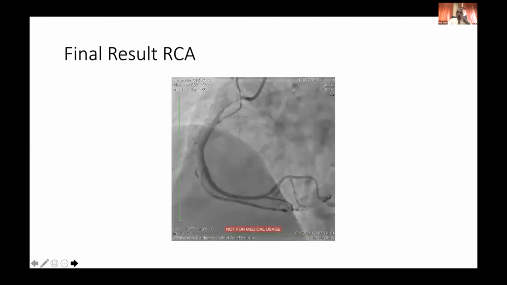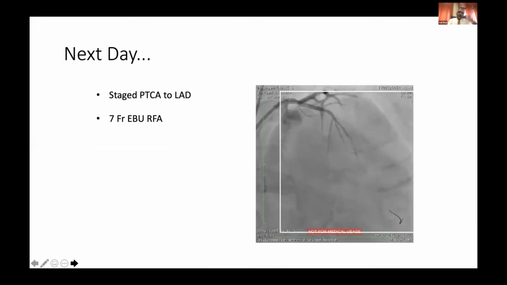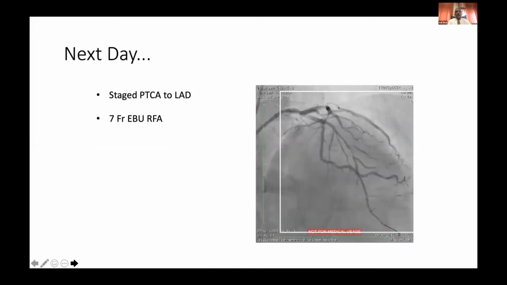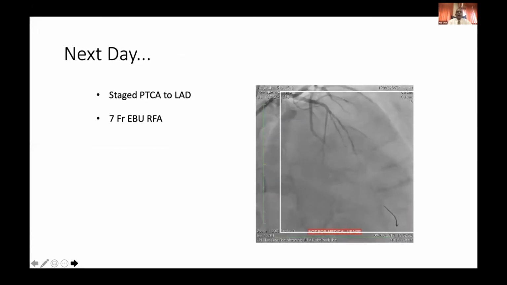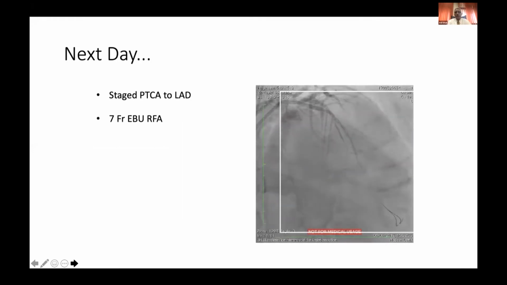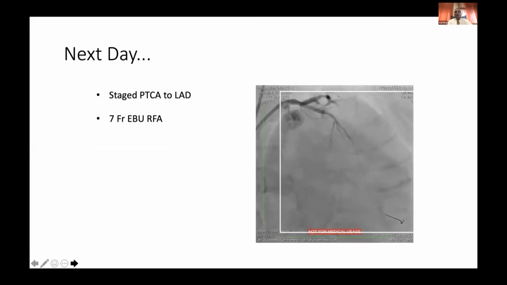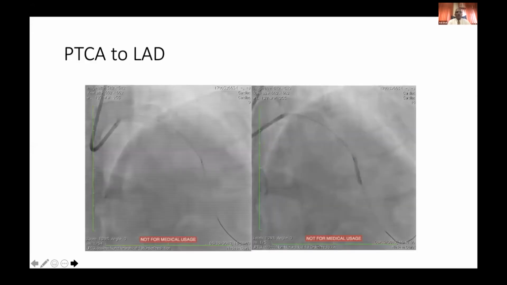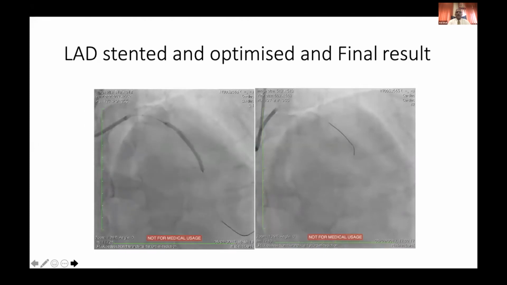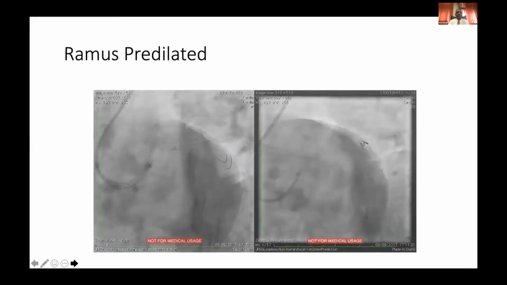Now, when the patient was offered that he needs treatment of his left system, he came back and said, I still want a PCI. So we did a staged PCI, and this was a 7 French EBU with the right femoral access. The primary was done through a radial access. Now we came back because we knew we needed large bore. We treated the LAD in a standard method, and it was stented, optimized with a good final result.